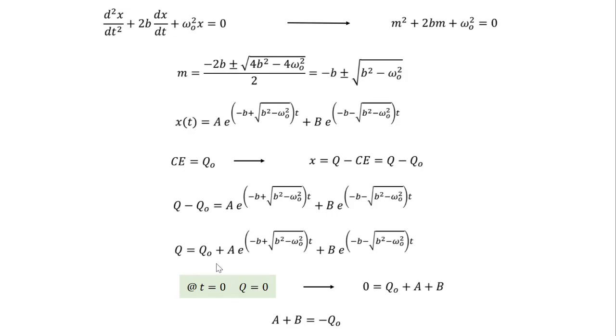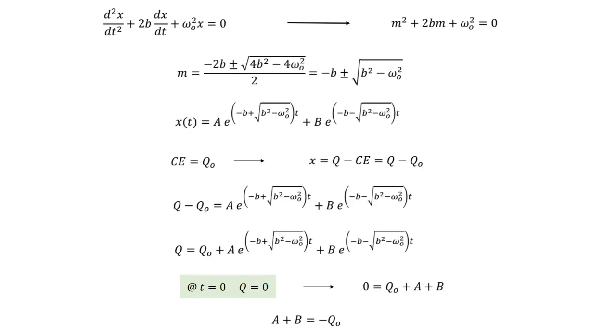Or Q equal to Q naught plus A e to the power (minus b plus square root of b square minus omega naught square) t, plus B into e to the power (minus b minus square root of b square minus omega naught square) t. We have two unknowns here, A and B. We need to find their values.